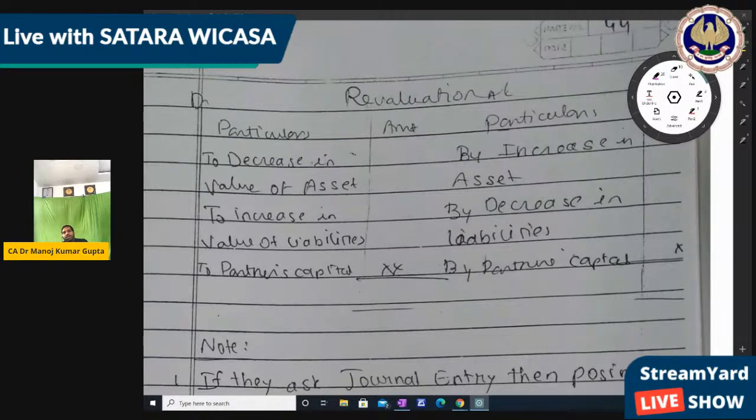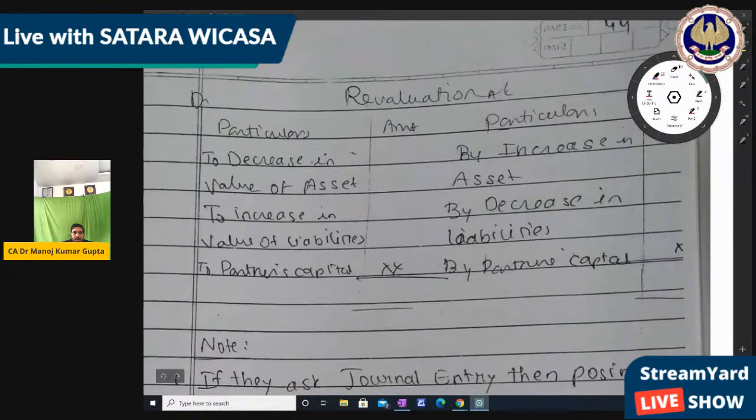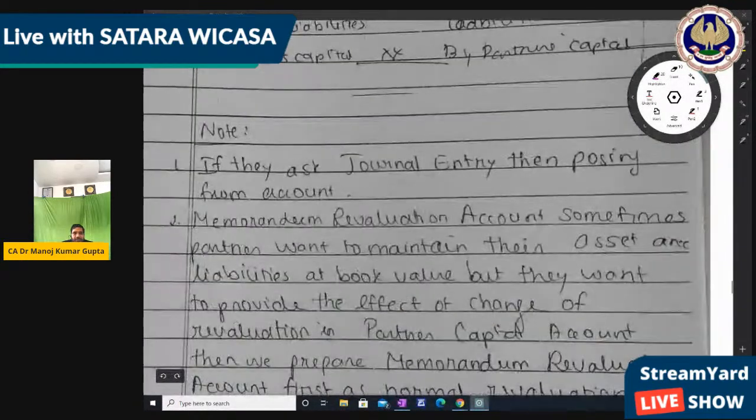Increase in assets value or decrease in liability value is profit. In the same way, decrease in assets value or increase in liability value is loss. Note, if they ask for a journal entry, we can pass it from the account, because we have learned journal entry to ledger and ledger to journal entry. Both ways we can go, right?